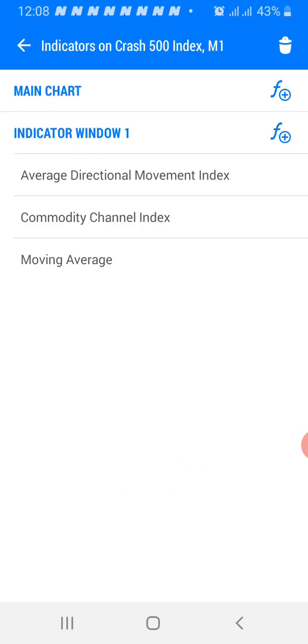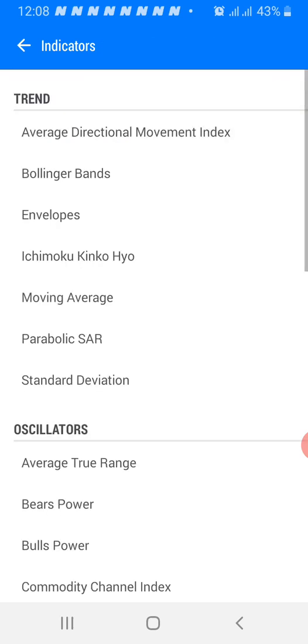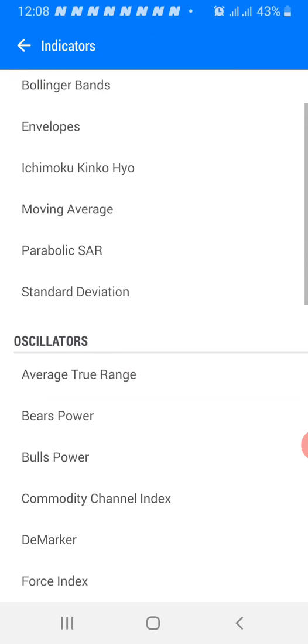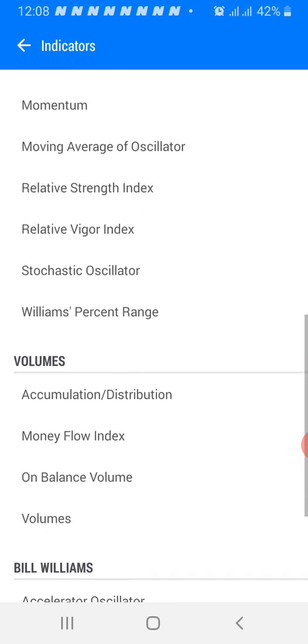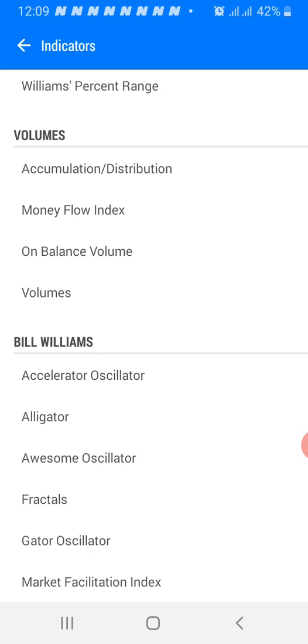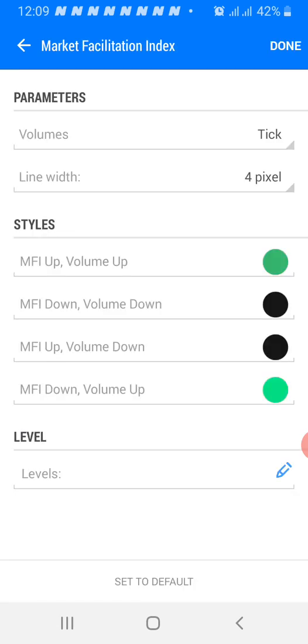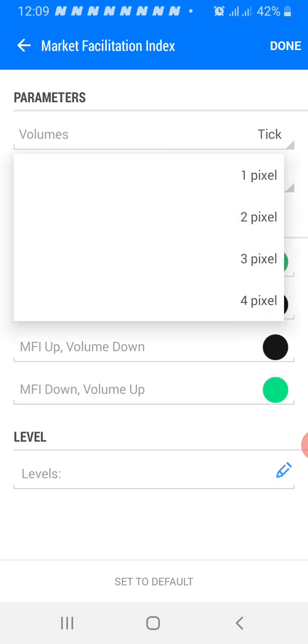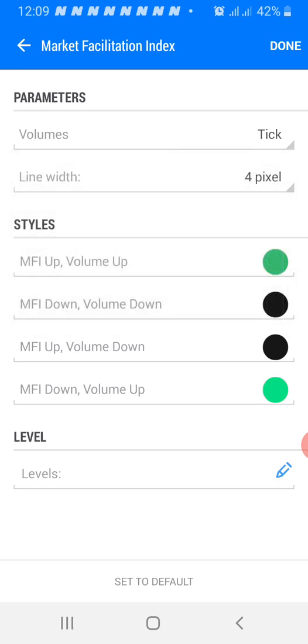Then the next indicator, which is the last indicator we'll need, is the market facilitation. Click on the indicator tab, click on add indicator, market facilitation. You click on it. For the volume, you use tick. Line width should be 4 pixel. MFI up, we use green. MFI down, you use black. MFI up again, black. The MFI down, green. So this is how you should set yours as well. No levels. So you click done.